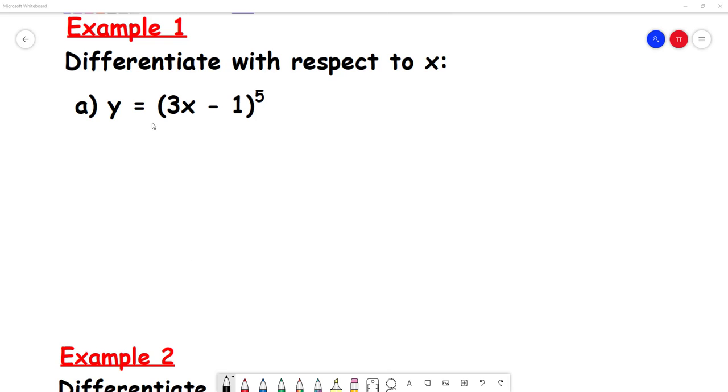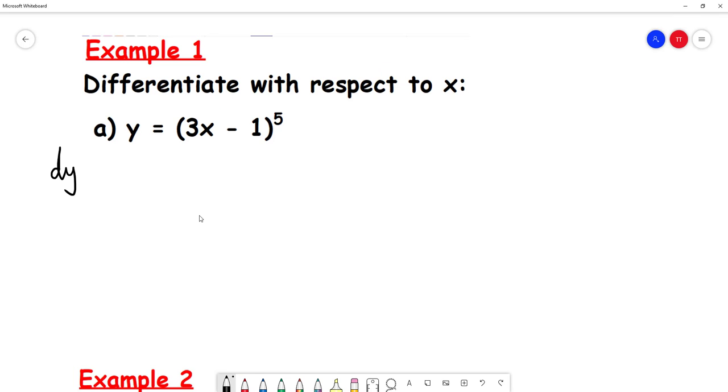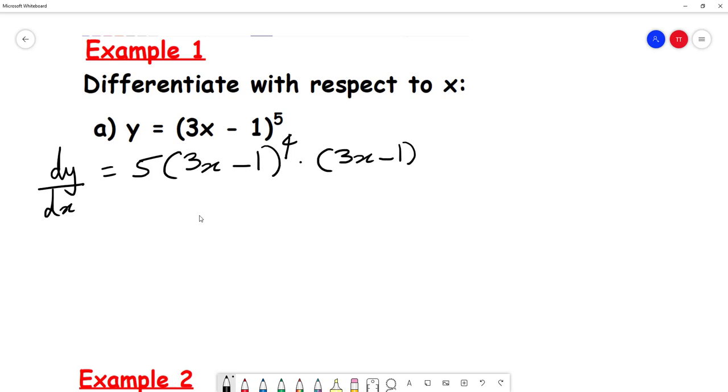So what we're going to do for a question like this, dy by dx equals, now we bring the power down so we get 5, then we get (3x minus 1). Now we reduce the power by 1, which is 4. The dot means the times, and we times by the bracket, which is (3x minus 1) dashed. This little dash means to differentiate. So we get 5 (3x minus 1) to the power of 4.